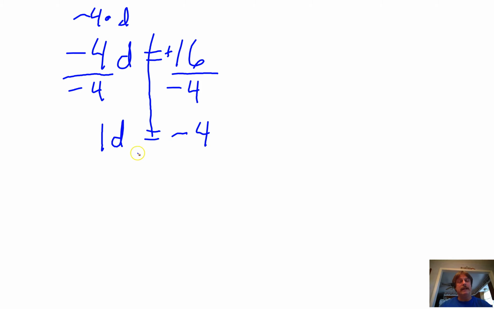So I have 1d here, but we don't usually write it that way. This is, of course, 1 times d. So 1 times anything gives us whatever that anything is. So we just write it as d equals negative 4.